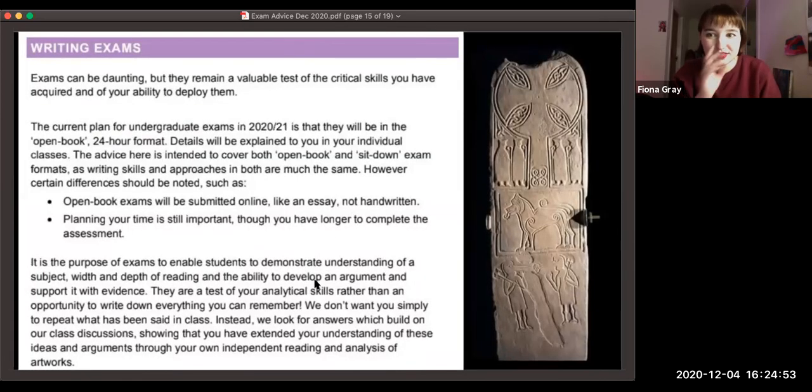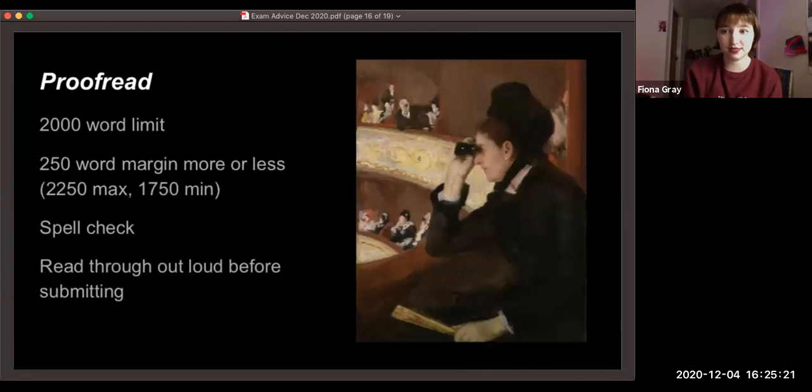Here's also just some stuff from the History of Art writing guide. I'm almost done with this, and then we can have questions. Some of it is what I've already said: it's open book online, it's typed up, but you get 24 hours. This should all be covered from your courses. I'll post this document online if you want to look at it again. And then proofread as well. Anything you do, even an in-person exam, I always read it really quickly.